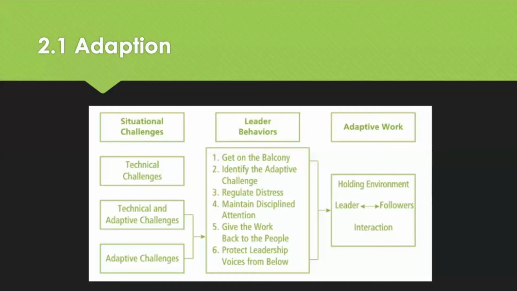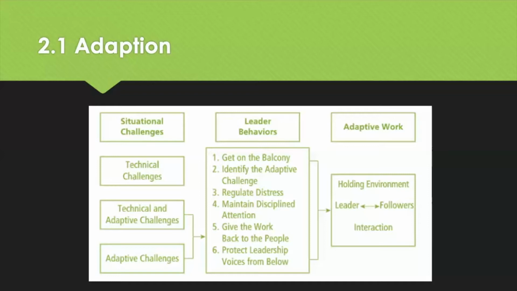There are 6 principles for leading adaptive change. Get on the balcony. Leaders need to have distance to see a bigger picture. Identify the adaptive change. Leaders need the ability to identify the adaptive change when it's called for and address it in order to turn it round. Regulate distress. Do not overwhelm, but provide enough tension to maintain urgency. Maintain disciplined attention. They must be able to identify distraction and refocus the work.